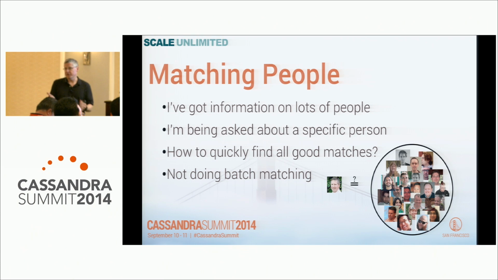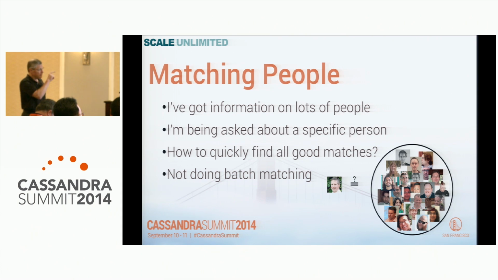And the thing is, I want to quickly find all the good matches. One of the challenges here is, it's not like I can search until I find a good match. I need to find all the good matches, which means I've got to go through everybody. There aren't any real shortcuts here, or so it appears.